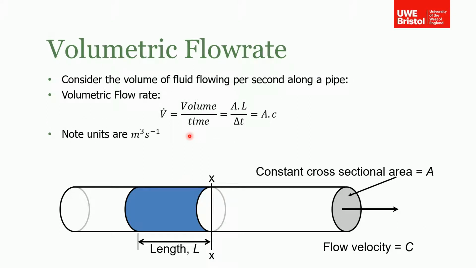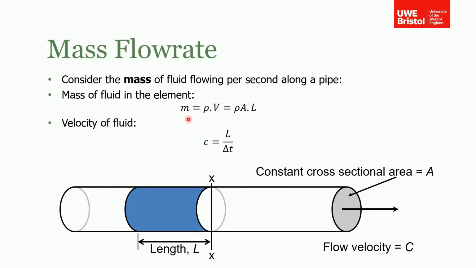Now the volumetric flow rate is defined as the change of volume with time. From our definitions on the previous slide, the volume is AL and the time is delta t, and L over t is the velocity. So the volumetric flow rate can be defined as the cross-section area times the velocity through that area. Just note that the units here are meters cubed per second. So it's a volume, meters cubed, over time, so per second.